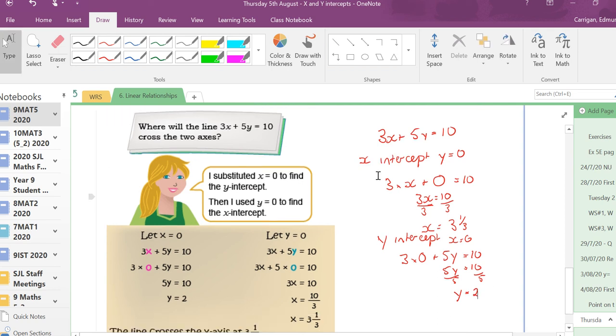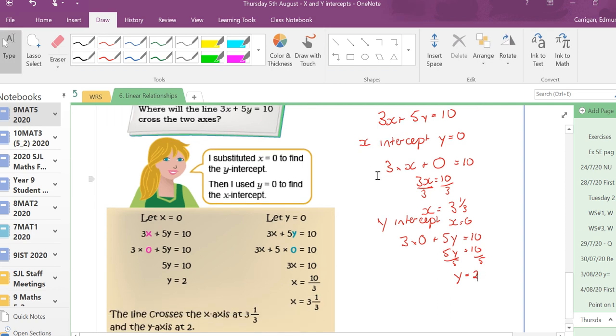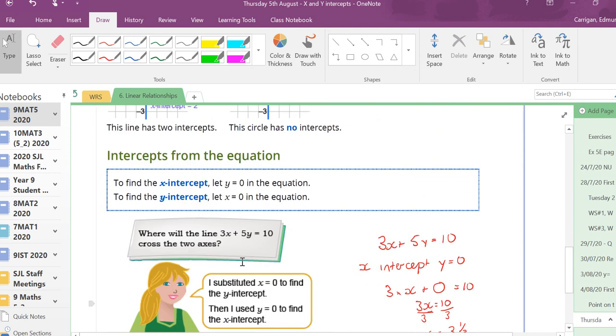So our x-intercept is the point where y equals 0. Our x-intercept point, from before, is going to be (3 1/3, 0). Our y-intercept is where x equals 0, so it's (0, 2). Okay, so that's what we looked at there.